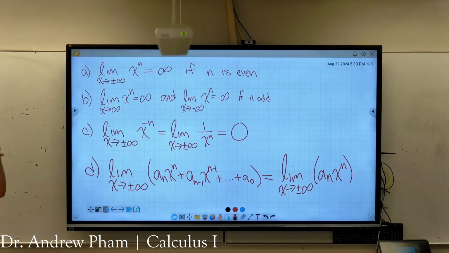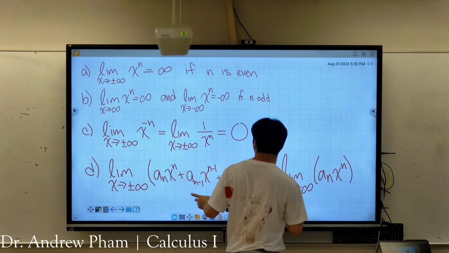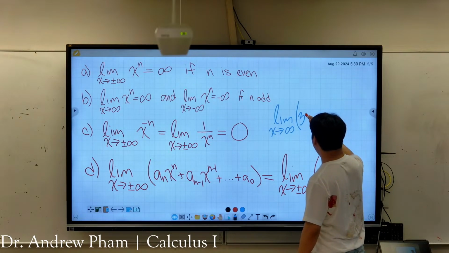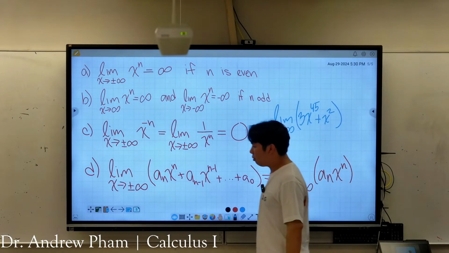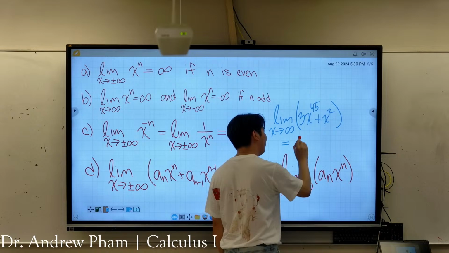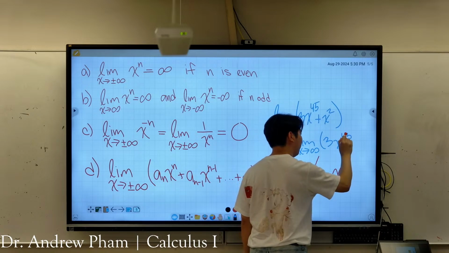So for example, if you had this long polynomial and it started off with x to the 45th power, you only care about that first portion. I don't care what's happening afterwards. This is something you don't have to write, but just to talk about part D, if I had the limit as x approached infinity of 3x to the 45th power plus x squared, what this part D is saying is I only care about the first portion. I would only care about the limit of 3x to the 45th power.